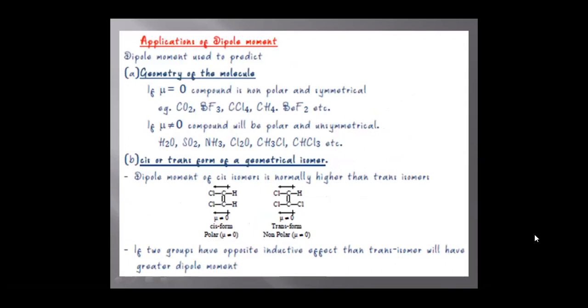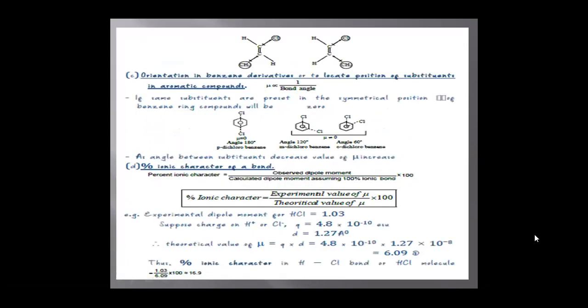Applications of dipole moment. Dipole moment is used to predict the geometry of the molecule. It can be used to predict the cis and trans forms of geometrical isomers. It also helps to predict the orientation in benzene derivatives, to locate the position of substituents in aromatic compounds. It also helps to predict the percentage of ionic character of a bond. The percentage of ionic character is equal to the experimental value of dipole moment divided by the theoretical value of dipole moment, into 100.